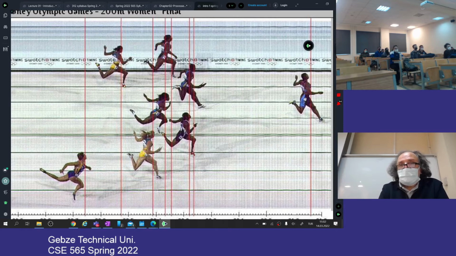This is a line scan picture actually. So how does it work? They place a line scan camera at the finish line. That line scan camera takes pictures one after the other, but it's very, very fast. It takes maybe 1,000 images per second. Okay? And I know at what second it takes the image.